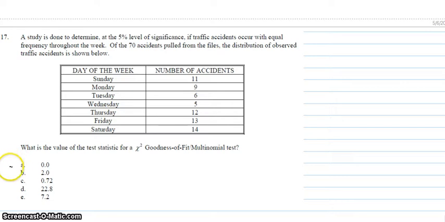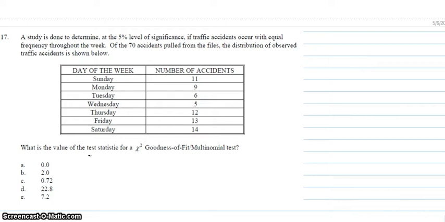Is it A0, B2, C.72, D22.8, or E7.2? Before we can do the chi-square goodness of fit in our calculator, we need to come up with a few values because it's going to ask us for a few things. It's going to ask us for the expected value. The expected value is the sum of the observed divided by the number of categories.